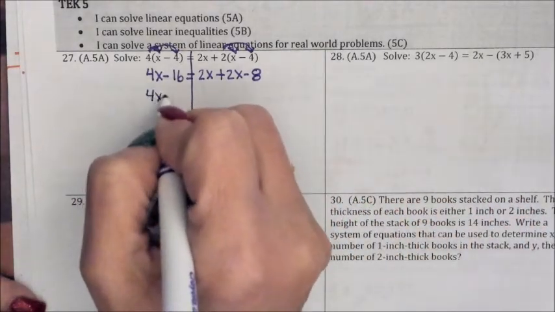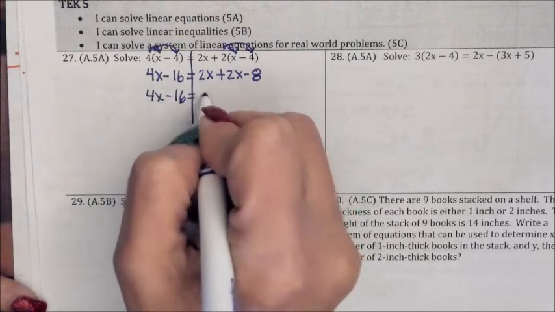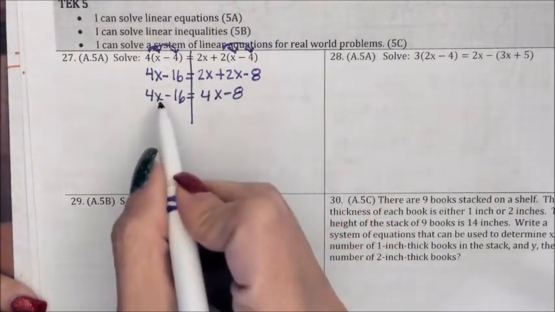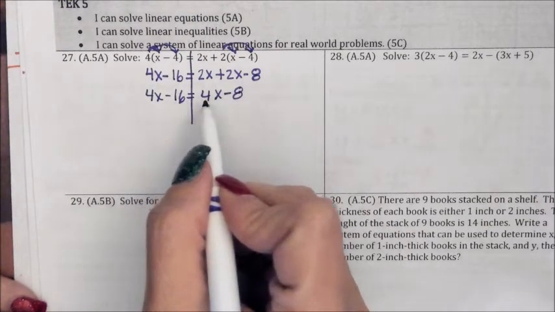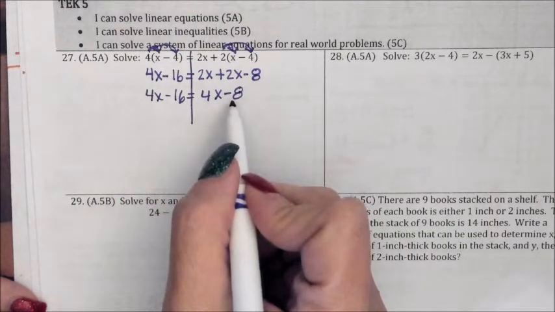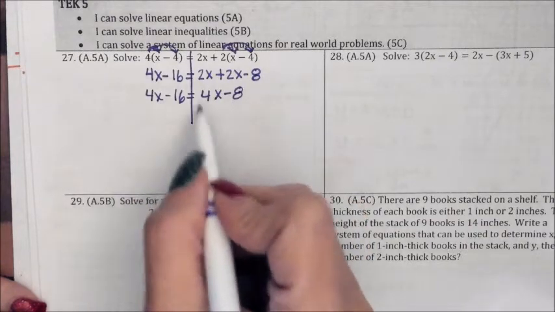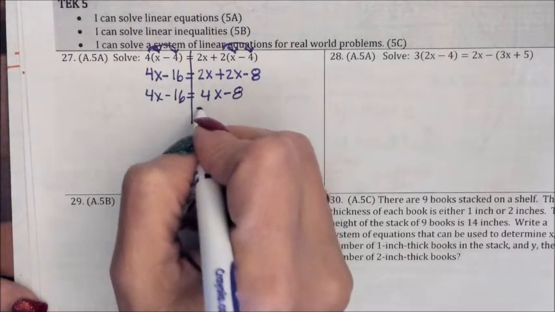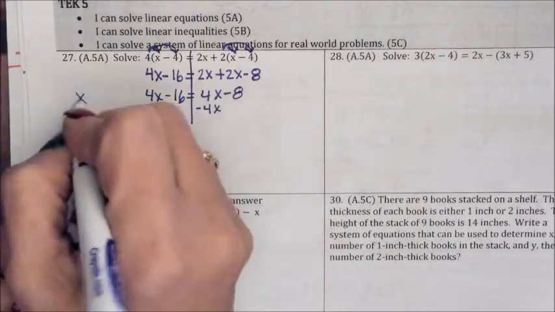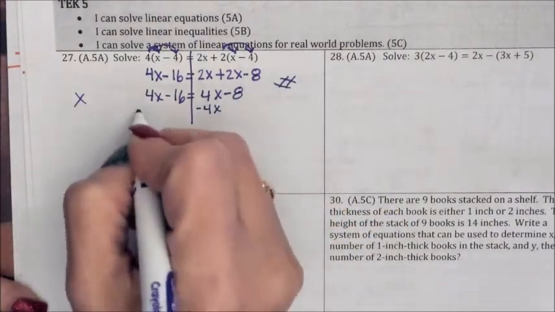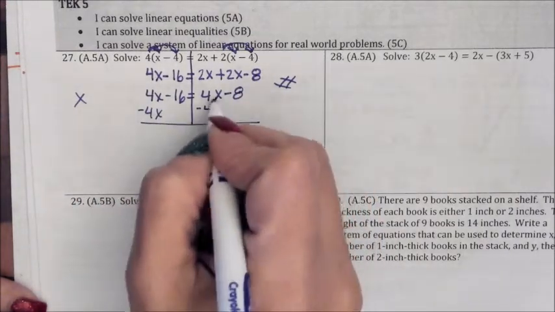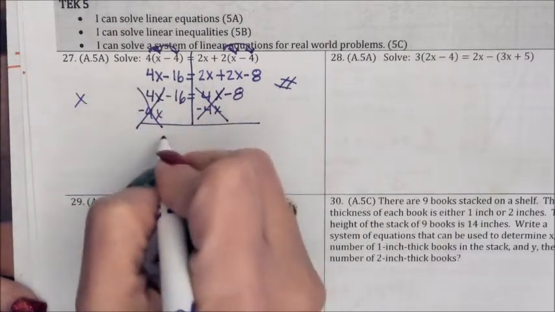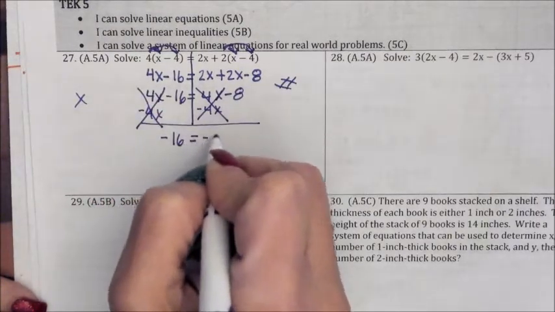So 4x minus 16 equals 4x minus 8. I can kind of already see, look, 4x minus 16 equals the same thing as 4x minus 8. They're not even the same. If you just look at it, this is minus 16, this is minus 8, they're not going to equal each other. If I kept going, I would move the x's to one side and the numbers to the other. So I would subtract 4x from both sides. 4x minus 4x is 0. And you end up with negative 16 equals negative 8.